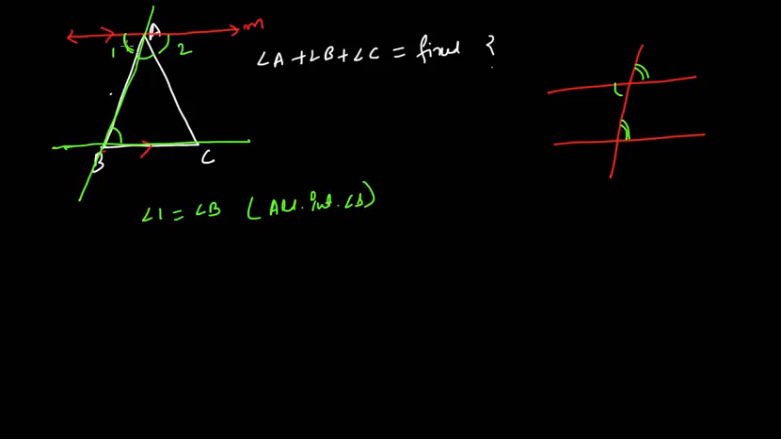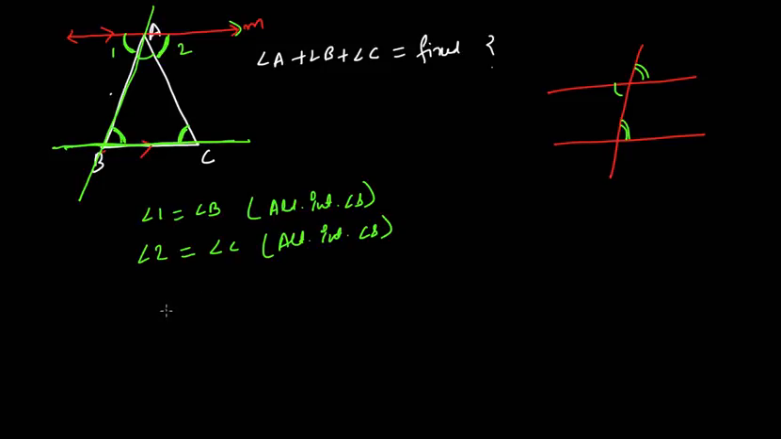This angle will be equal to this angle. Similarly, I can say that angle 2 is equal to angle C. That is, this angle is equal to this angle, right? Why? Again the same reason, alternate interior angles. So I have two different cases, that is angle 1 is equal to angle B and angle 2 is equal to angle C, because this base BC is parallel to M and this AB is acting as a transversal.